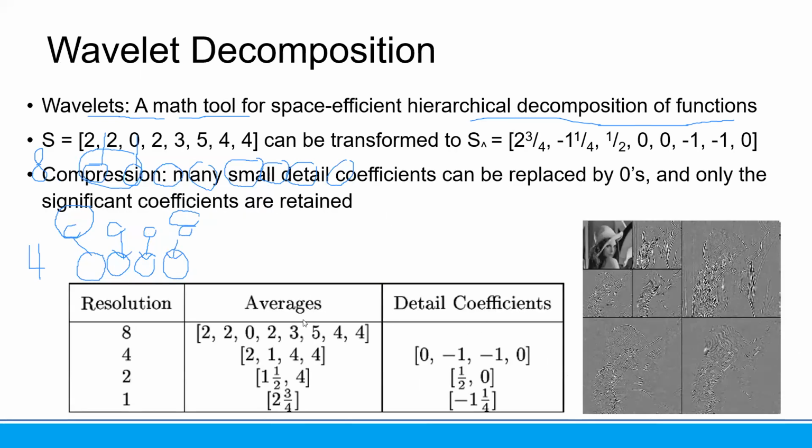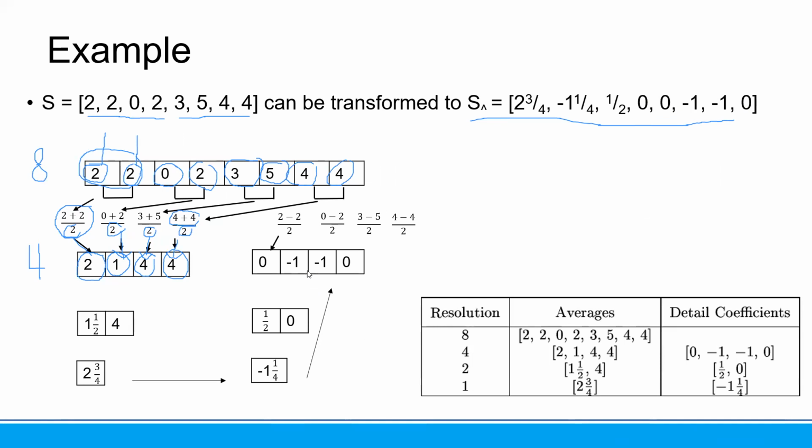In this case, we have the averages, and then we have the detail coefficients. What is meant by the detail coefficient? It is the subtraction. This 0 is from 2 minus 2, divided by 2, so the value is 0 and we put it here. What about -1? We have 0 minus 2, which is -2, divided by 2, so the result is here. The next one is from 3 and 5: we subtract and divide by 2, and we get the value here. The last one is 4 minus 4 divided by 2, and we get the value here. So this is when the resolution equals 4.